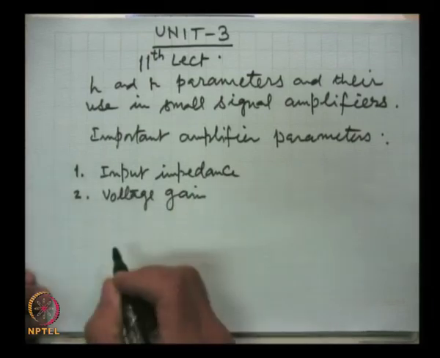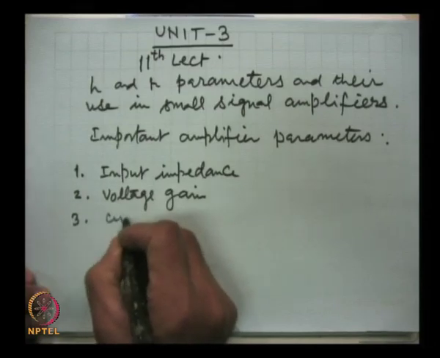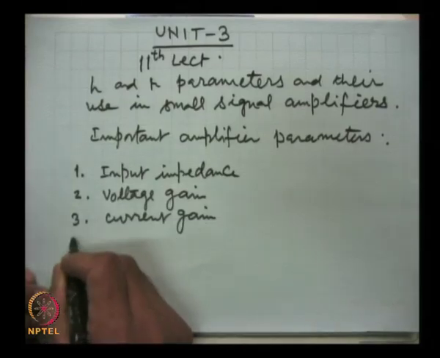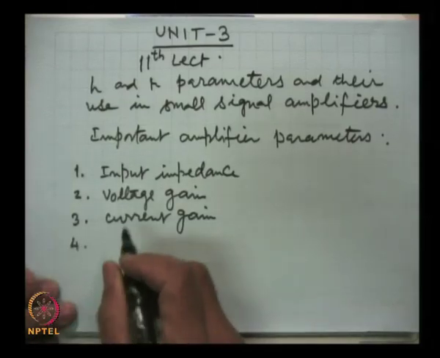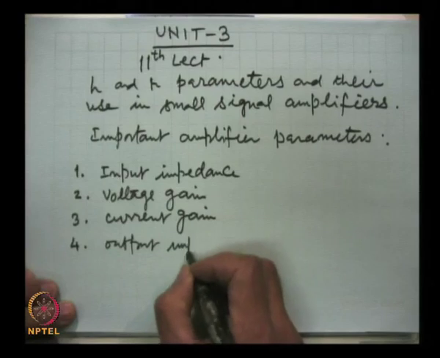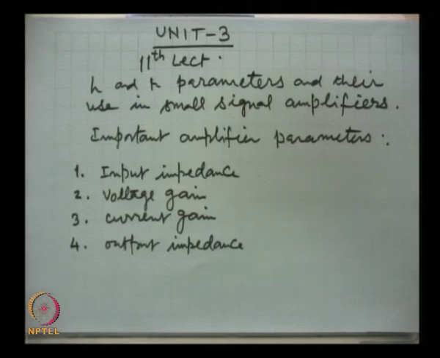Voltage gain of the amplifier. The third parameter is current gain of the amplifier, and the fourth parameter is output impedance of the amplifier. So, remember these are the 4 important parameters, and they characterize small signal amplifiers: the input impedance, the voltage gain, the current gain, and output impedance.